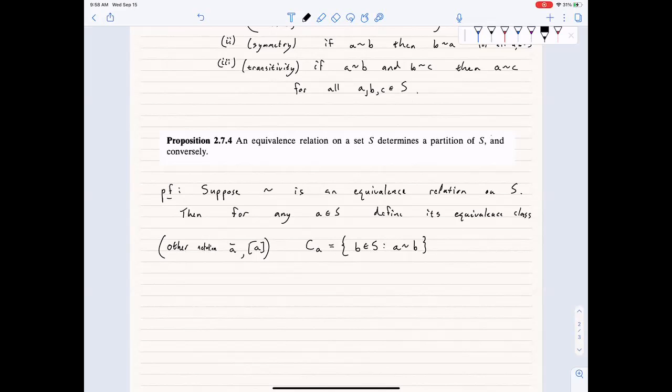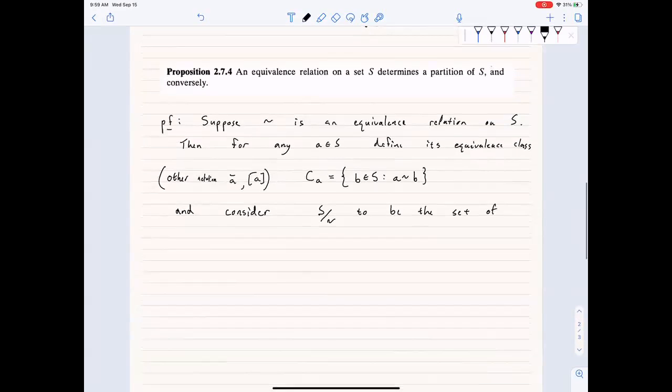Okay. So let's define this equivalence class and consider what I'm going to write, S over tilde, to be the set of equivalence classes, or collection, if you want. I keep on saying conjugacy. We're going to get to conjugacy, but not equivalence classes.